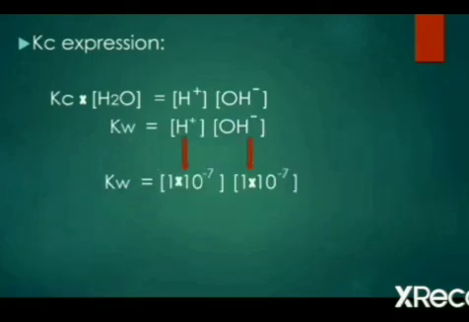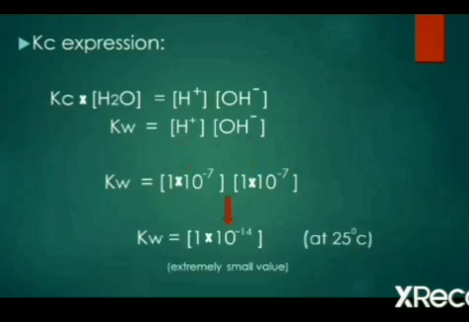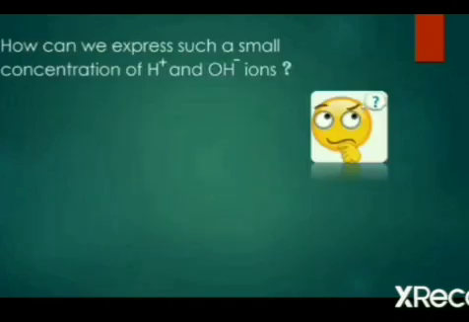Now in the Kw expression, we put the values of the concentrations of H plus ions and OH minus ions. We know that the concentration of H plus and OH minus is 1 into 10 raised to power minus 7. So when the powers are added, we get 10 raised to power minus 14. This is the constant value of Kw at 25 degrees.